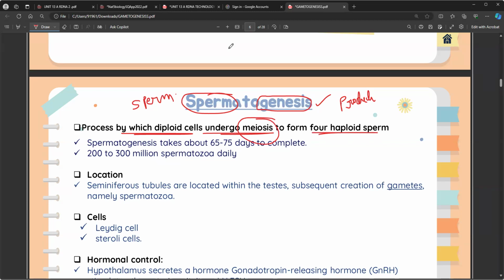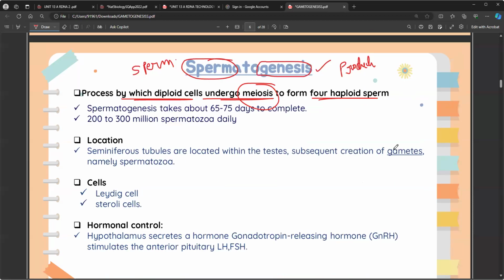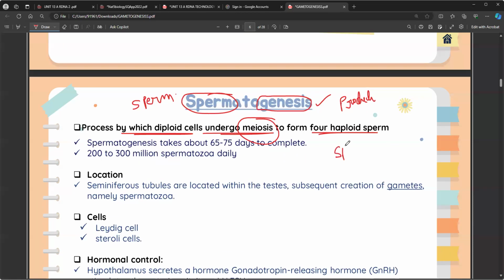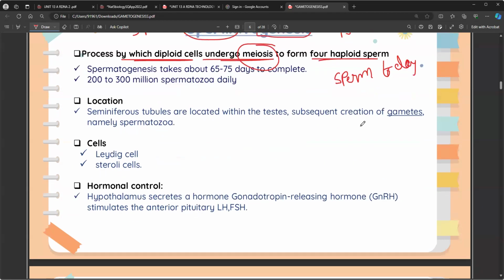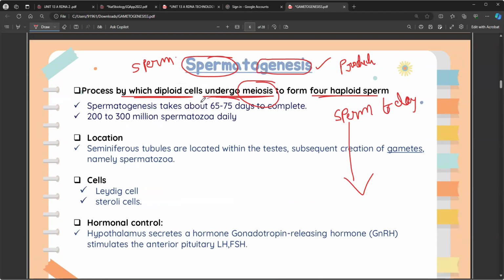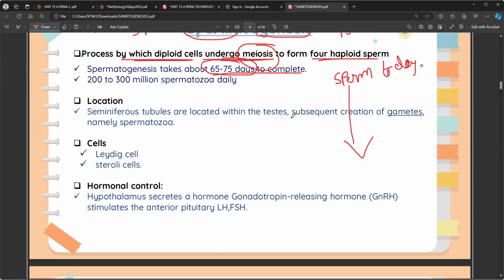haploid sperms. So everyone understand, if a male is ejaculating sperm today, whatever sperm he is ejaculating today was actually produced 65 to 75 days before. Now remember, spermatogenesis, the production of the sperm, takes about 65 to 75 days to complete. And remember my words very clearly without confusion.